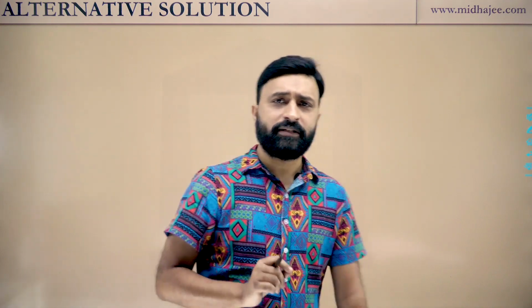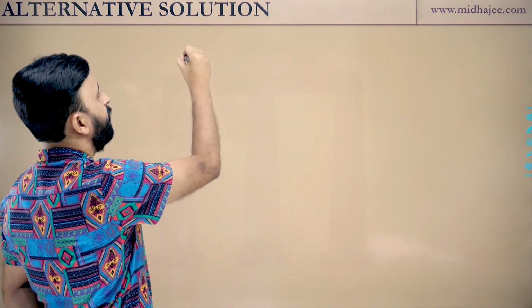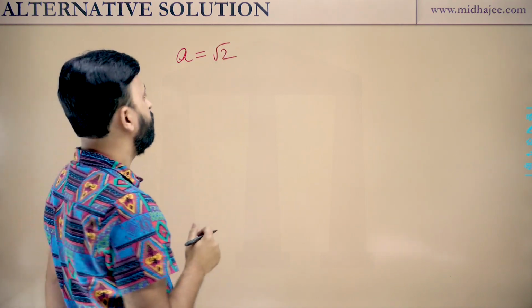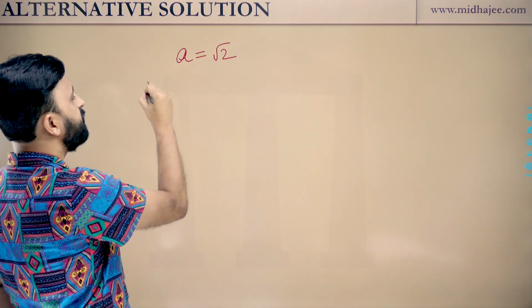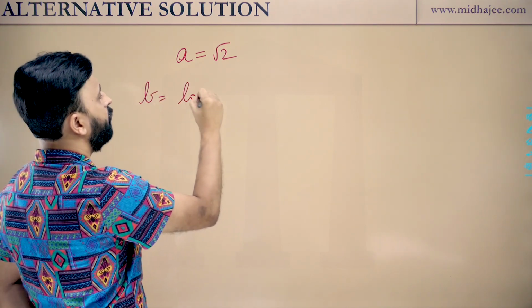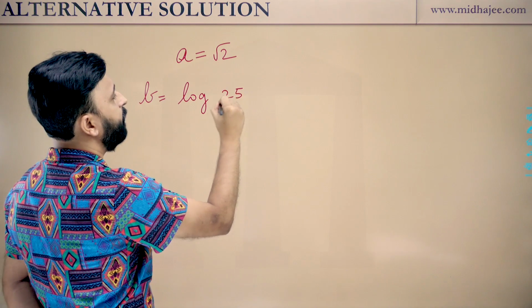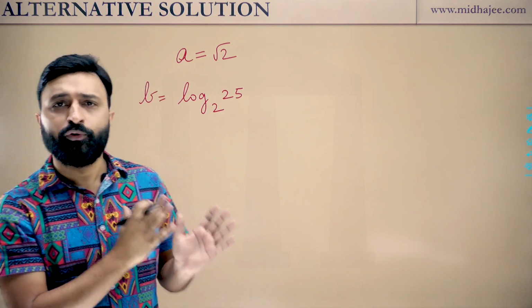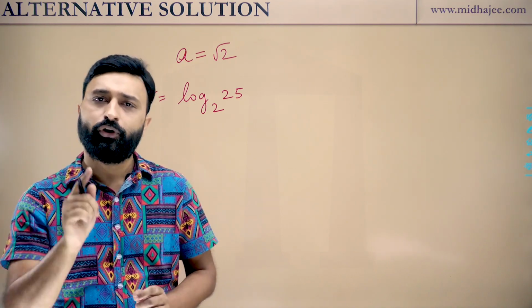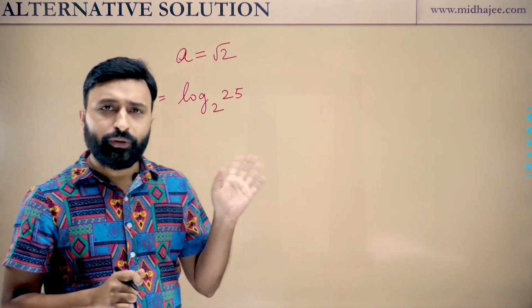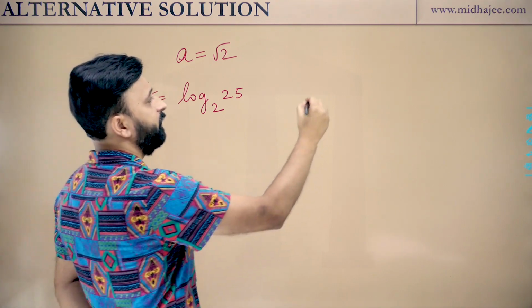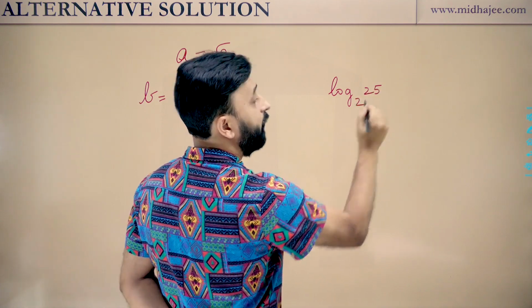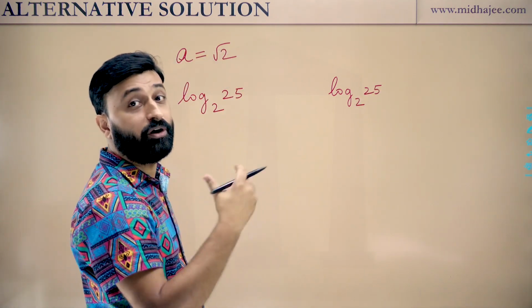Now consider two numbers. The first number, a, as square root of 2 again. This we already know is an irrational number. The other number, let's consider b as log 25 to the base 2. Now this number, let's first prove that it is an irrational number by the method of contradiction. So to do that, we'll assume that log 25 to the base 2 is a rational number first.